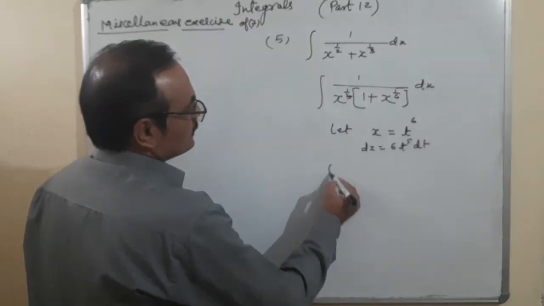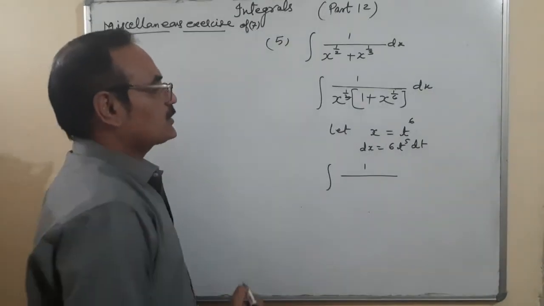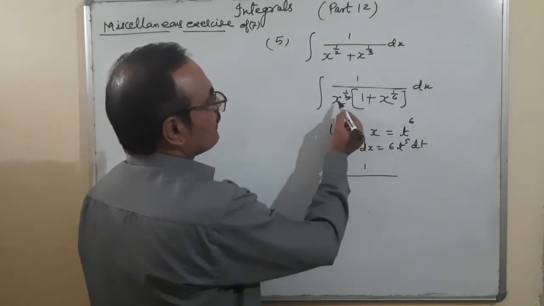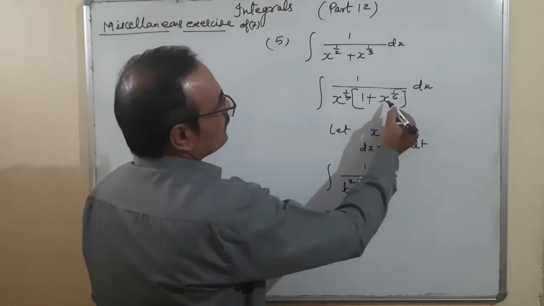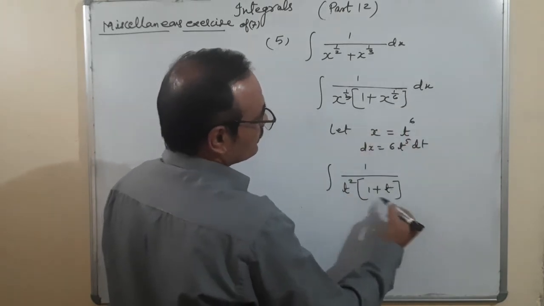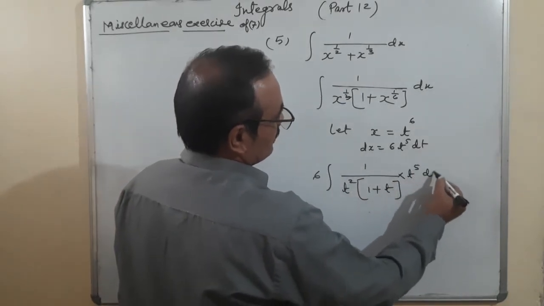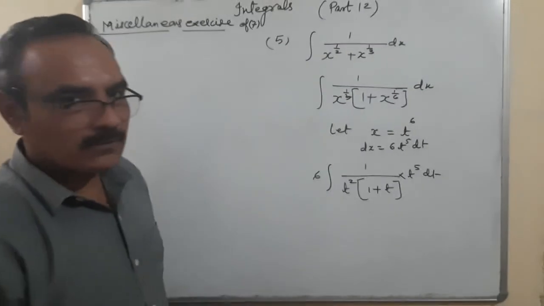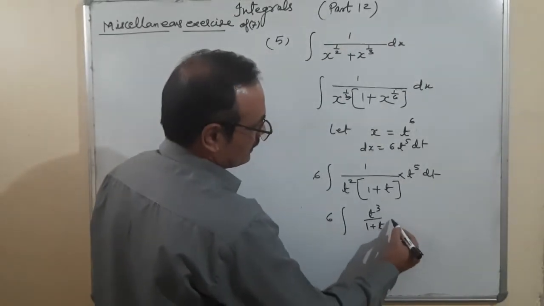Okay. The term is 1 upon x to the power 1 by 3. X to the power 1 by 3, what should I write here? X is t to the power 6, and 6 to the power 1 by 3, may I write here t square? 1 plus x to the power 1 by 6. So x is t to the power 6 to the power 1 by 6, it is t only. And dx is equal to 6 t to the power 5 dt. Okay. Now t to the power 5, and this is t square. So t cube upon 1 plus t dt.